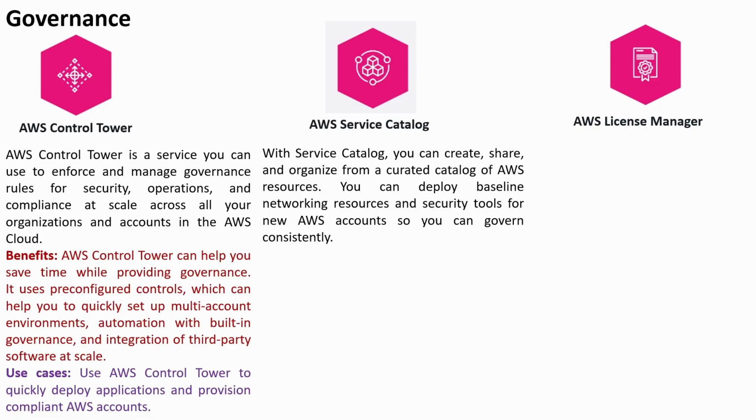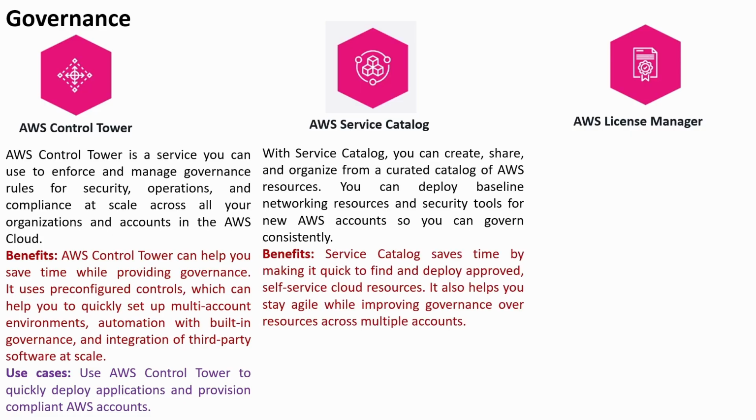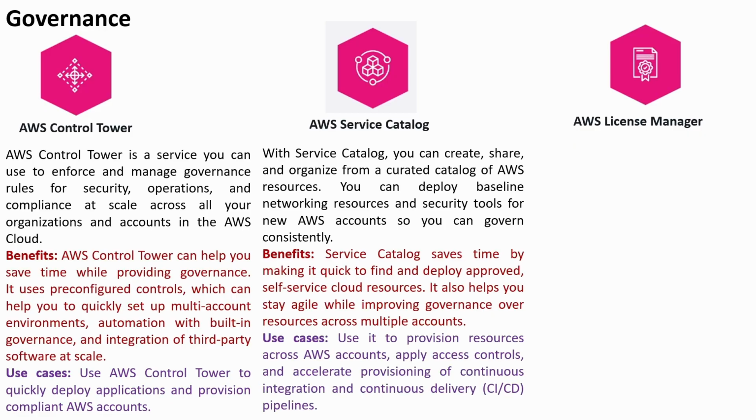If I talk about benefits, Service Catalog saves time by making it quick to find and deploy approved self-service cloud resources. It also helps you stay agile while improving governance over resources across multiple accounts. If I talk about use cases, use it to provision resources across AWS accounts, apply access controls, and accelerate provisioning of continuous integration and continuous delivery pipelines.